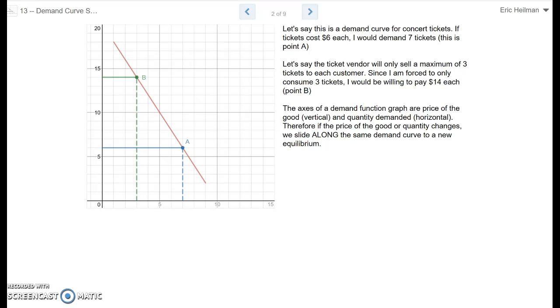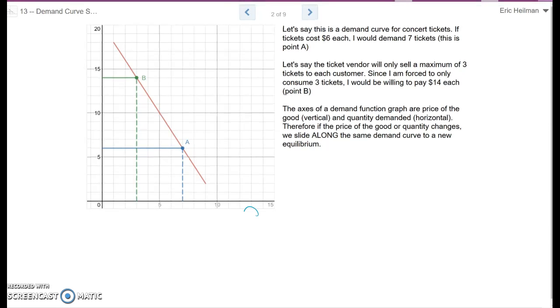Okay, so this is a situation. This is a demand curve for concert tickets. So the quantity of tickets is on the horizontal axis, and the price of tickets is on the vertical axis. We start off at point A, and originally at point A, tickets cost $6, and at $6, I am willing to buy 7 tickets.